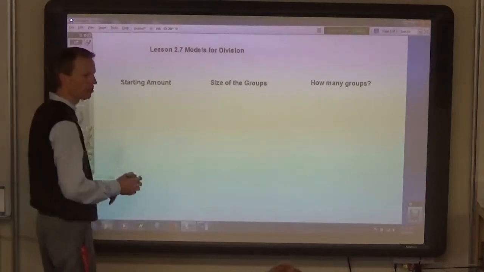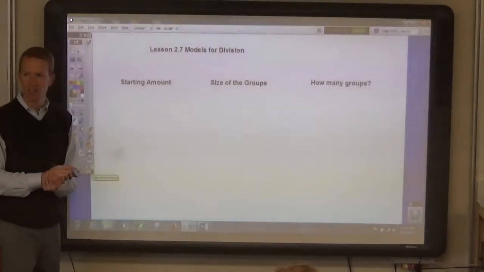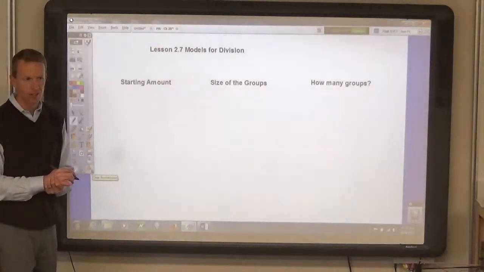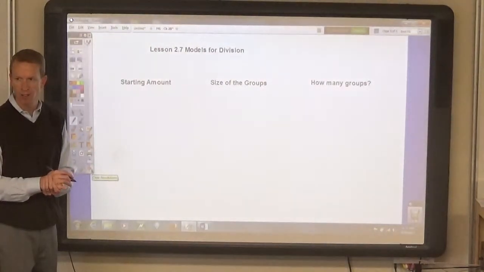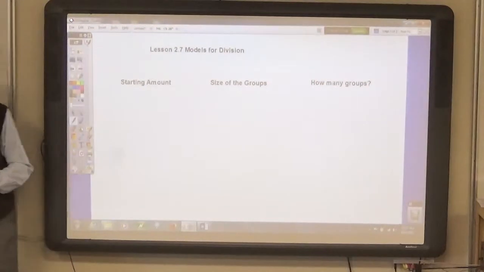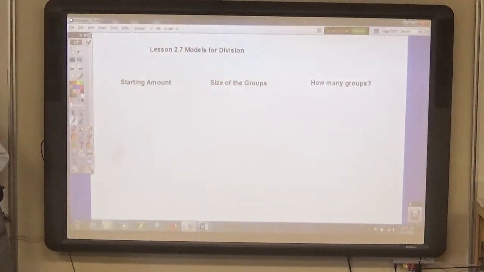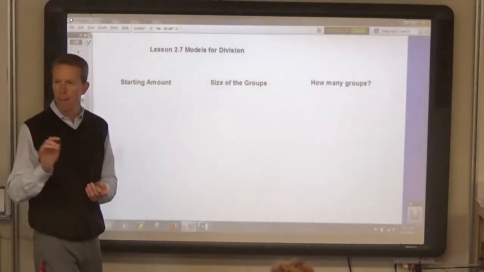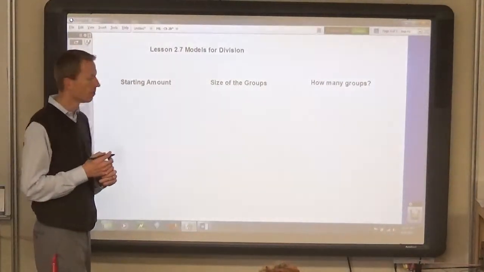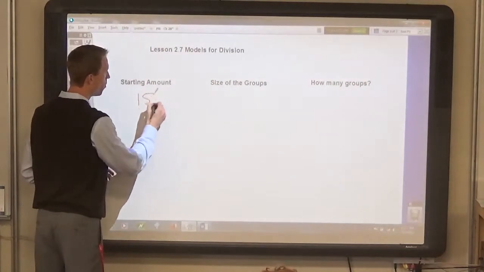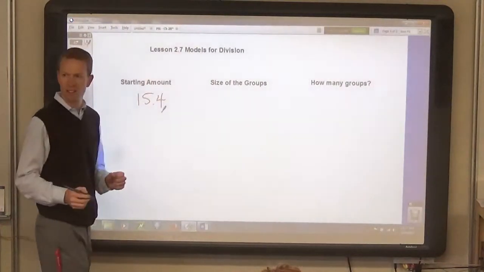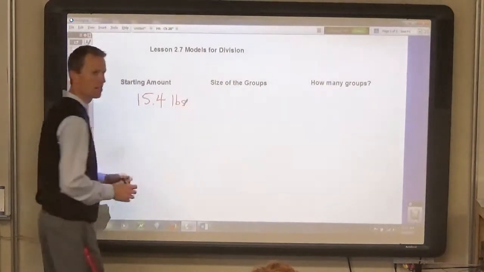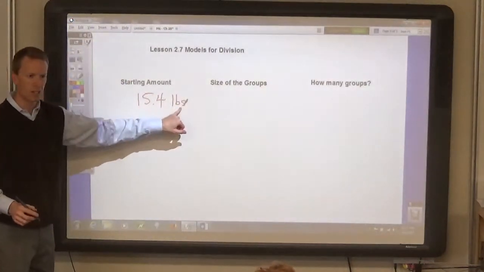So our starting amount is what number? What's our starting amount? This is number 6 on your sheet. 15.4 what? Pounds. This is the label for pounds.